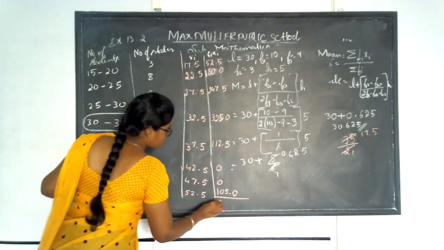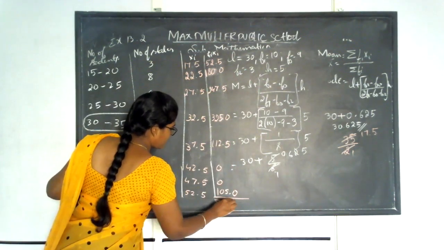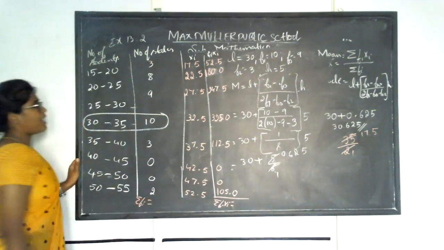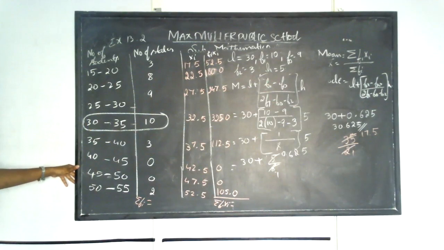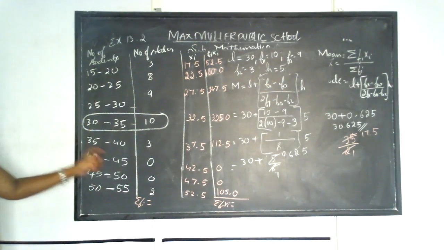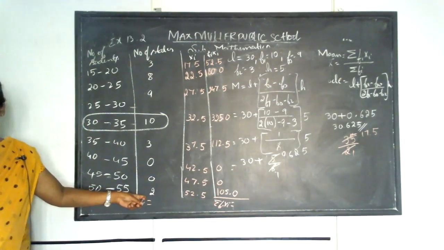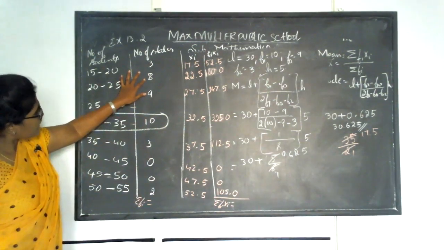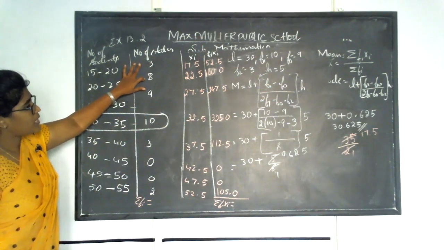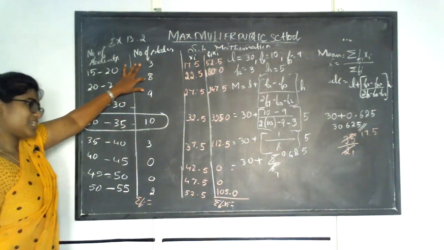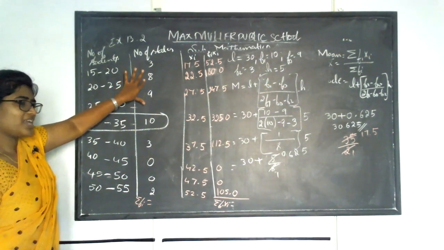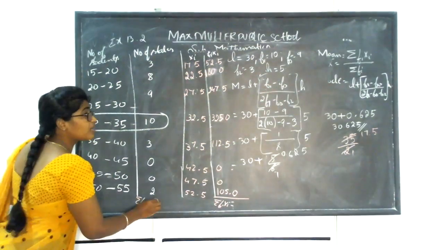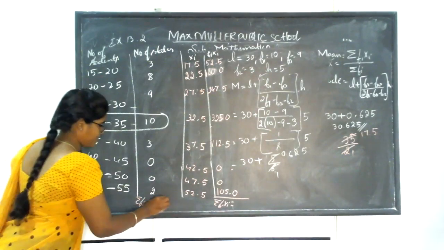So what should you do? You should find out sigma Fi Xi, and then sigma Fi. Add it up: 10 plus 9 is 19, 19 plus 2 is 21, 21 plus 8 is 29, 29 plus 3 is 32, 32 plus 3 is 35. You will get 35 as the sigma Fi.